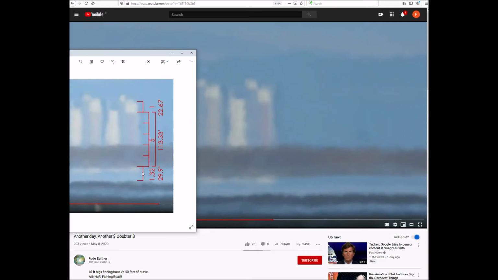Using our scale, the more distant point appears roughly 30 feet below the near point. The more distant point, the near point. What causes the further point to appear lower?